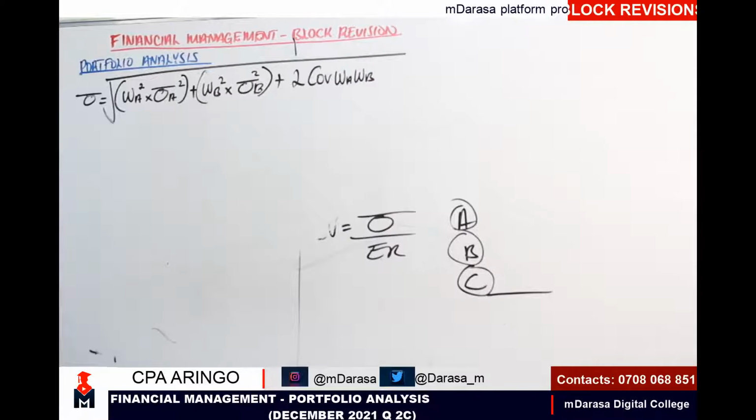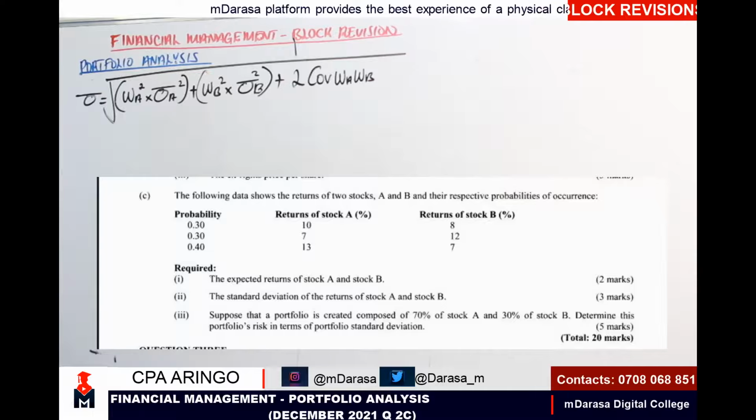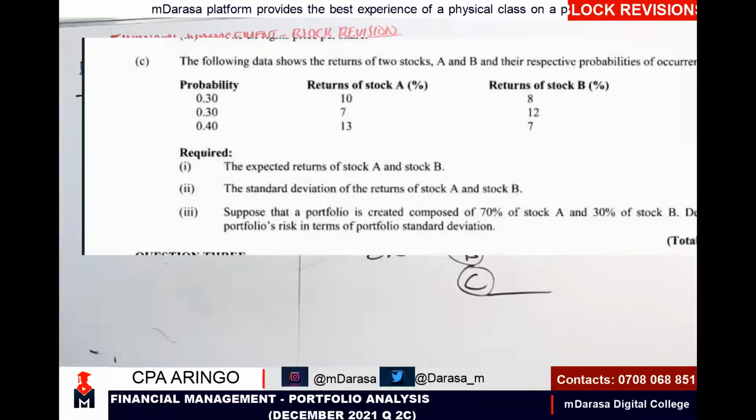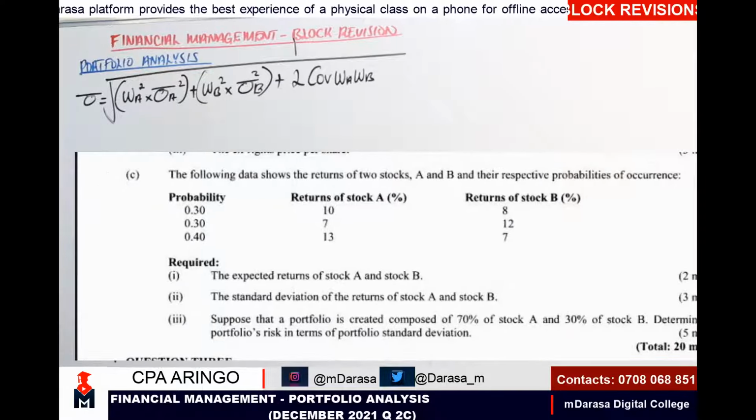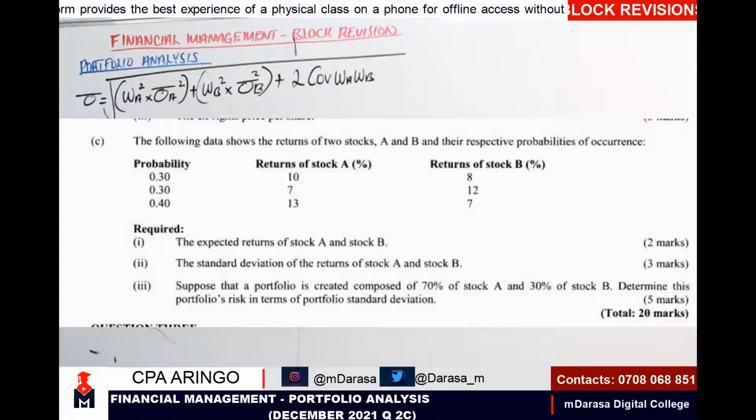This paper was tested in December 2021, question number 2C. This was actually a last sitting question. Remember, this concept was introduced partly last sitting. So this is our question here. We are told that the following data shows the returns of two stocks, A and B, and their respective probabilities of occurrence. I'm given probability, the return of stock A and the return of stock B.